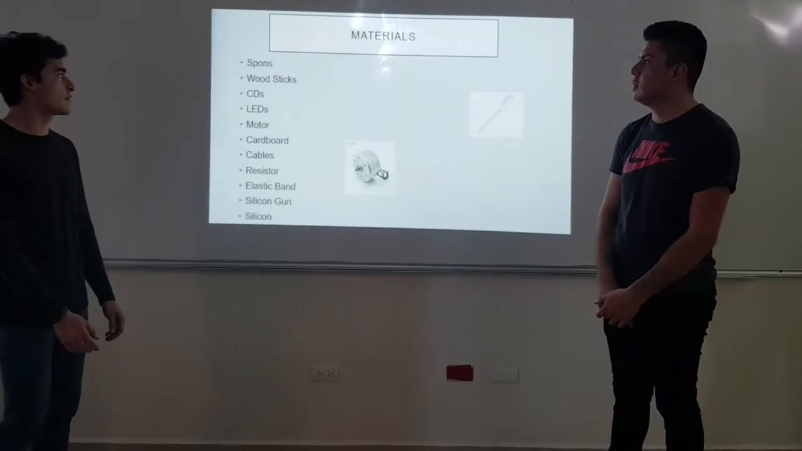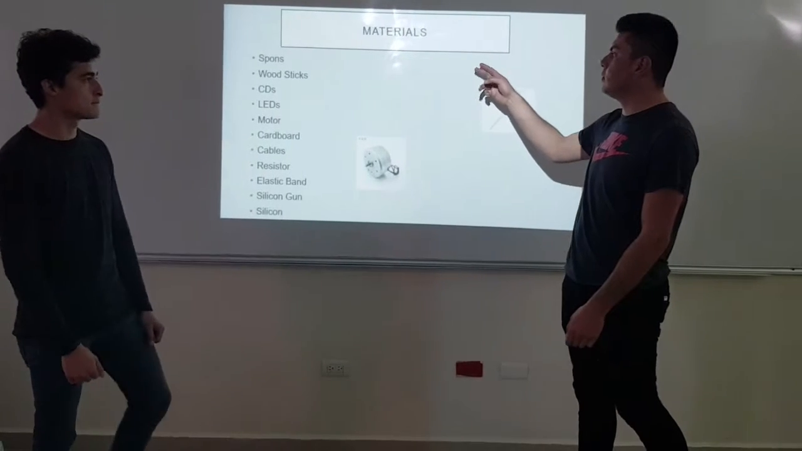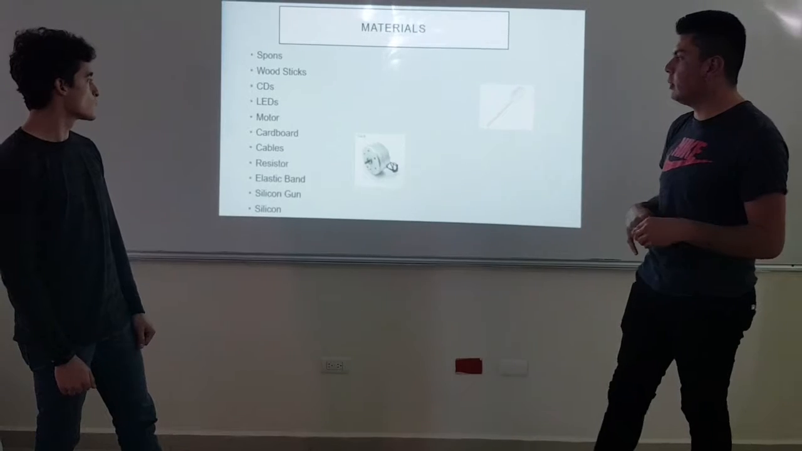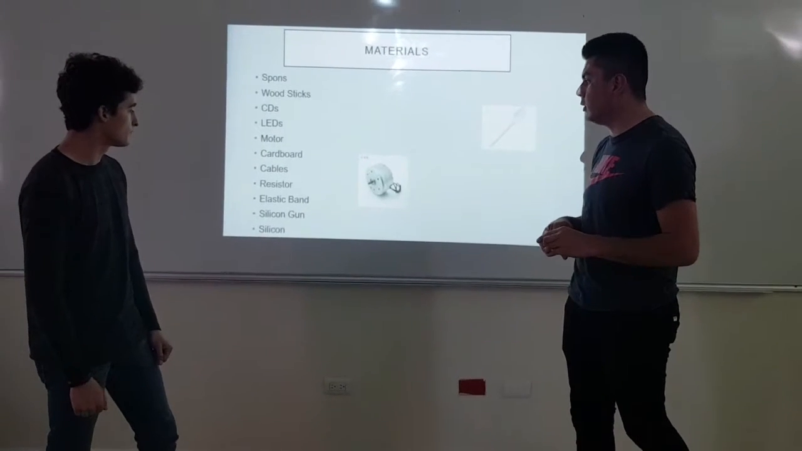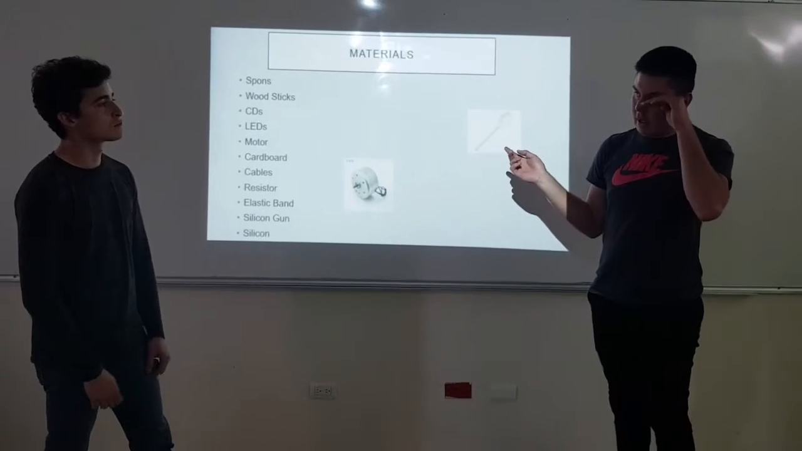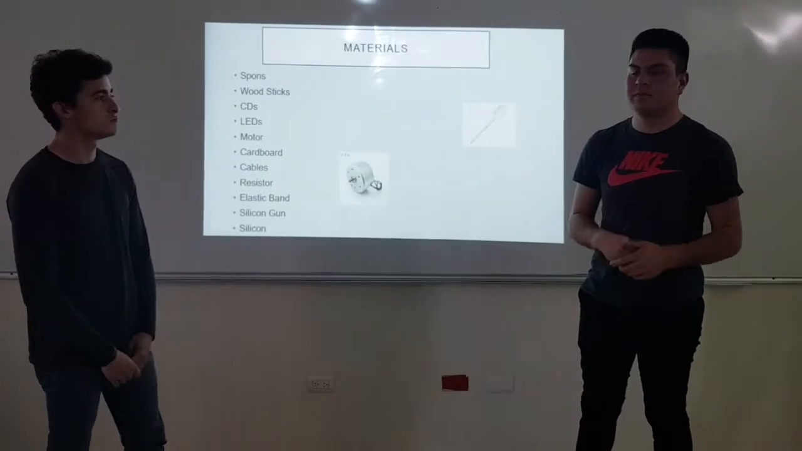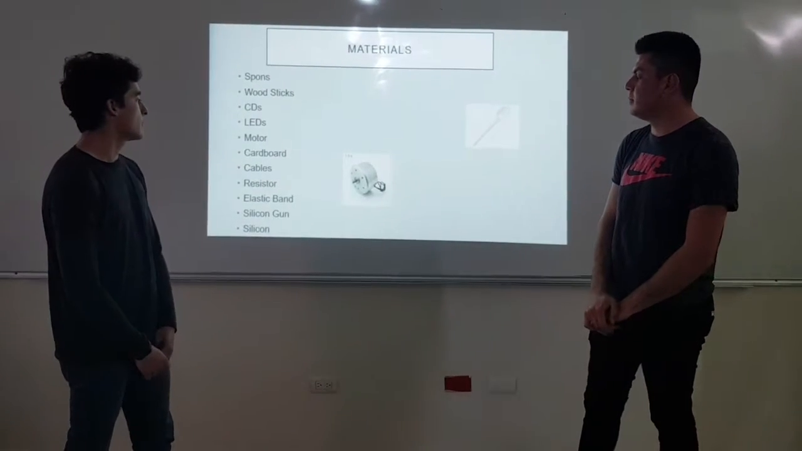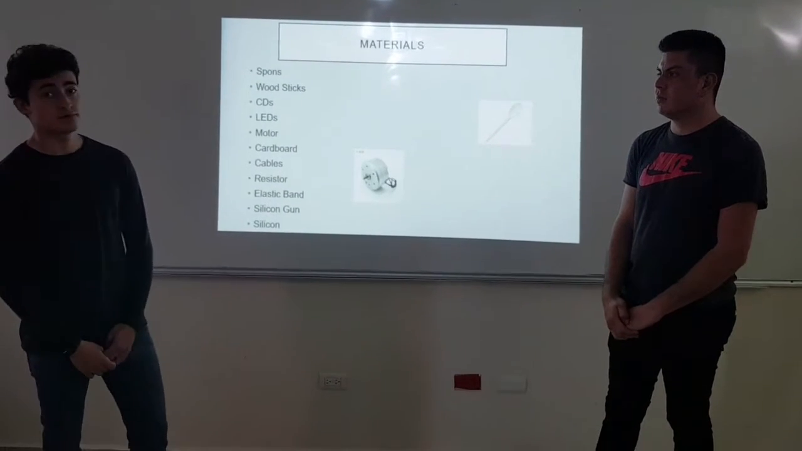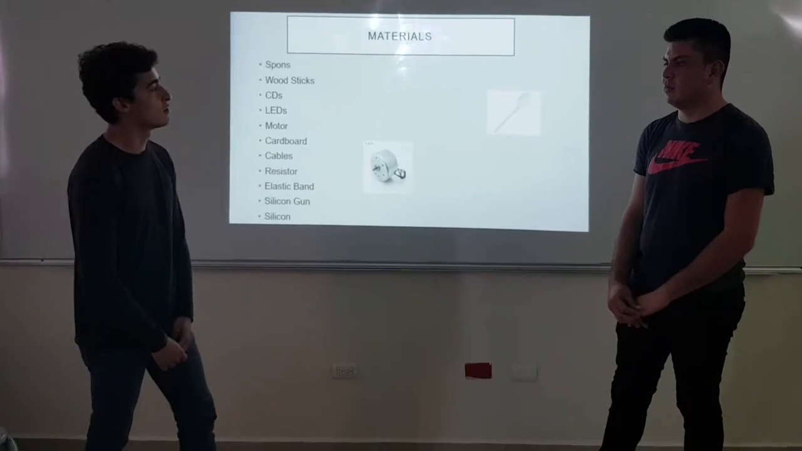Now we have here the materials that we are going to use. We use sponge, wood sticks, CD, LED, motor, cardboard, cables, resistor, elastic band, silicone gun, and silicone. All those materials are recyclable, so we don't spend money to make it. As this is a handmade experiment, we are going to need a lot of silicone to make it stronger.